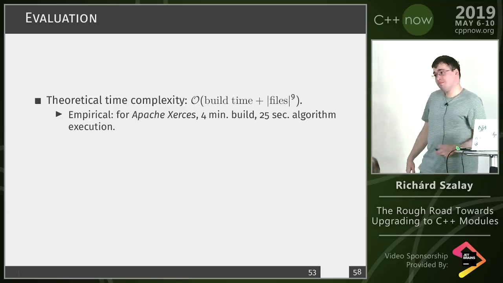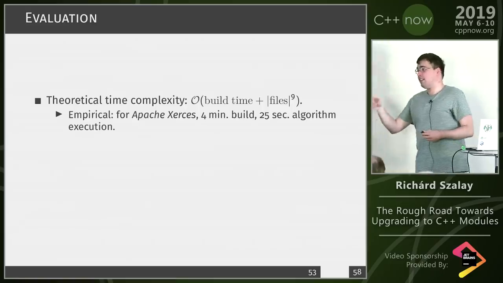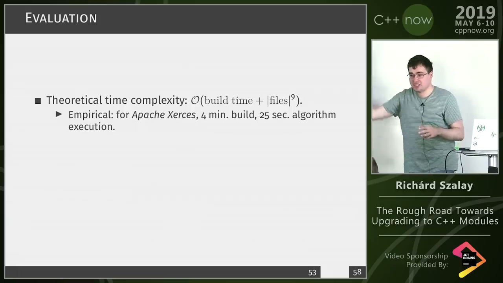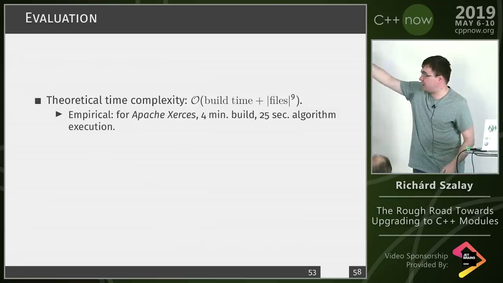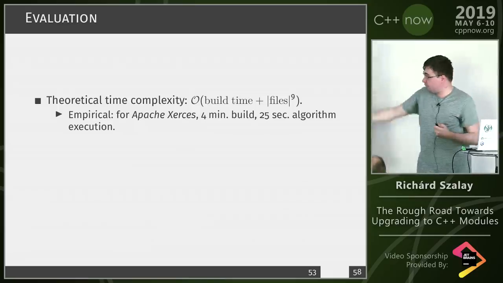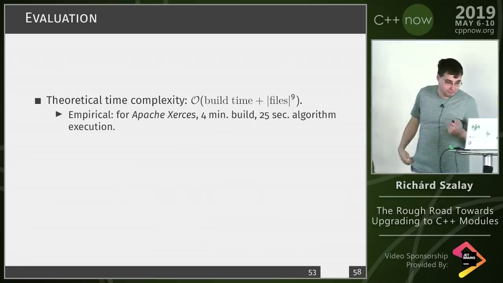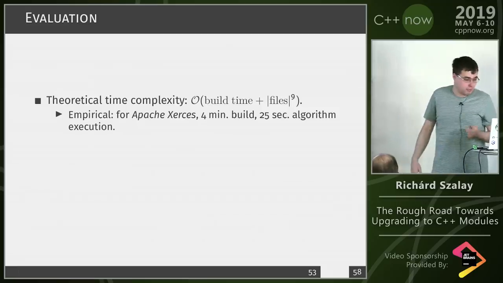Where does 9 come from? The flow algorithm is... sorry? Yes, it has a factor in the edges, and I calculated this as the worst case. The worst case is that everyone depends on everyone, and then I have to take one step for each file. This is a very, very eager overestimation. So the build took 4 minutes on this machine for Xerces, and the algorithm in Python took about 30 seconds. So the build is measuring it out. It's more of a fact extraction, but it's comparable to a build.